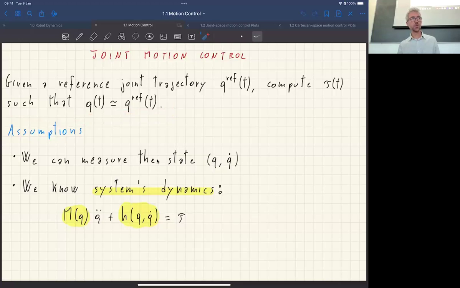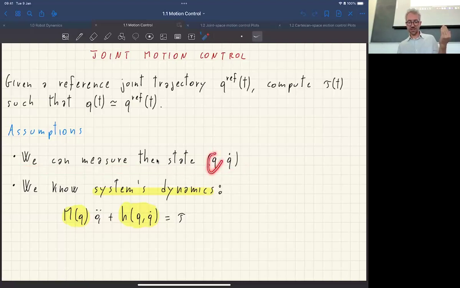Typically when we try to solve this problem, we take a couple of assumptions, which are more or less reasonable. First assumption, we can measure the state of the robot. And the state consists of both joint angles, q, and joint velocities, q dot. Does this assumption hold in practice as far as you know? Probably you don't know.